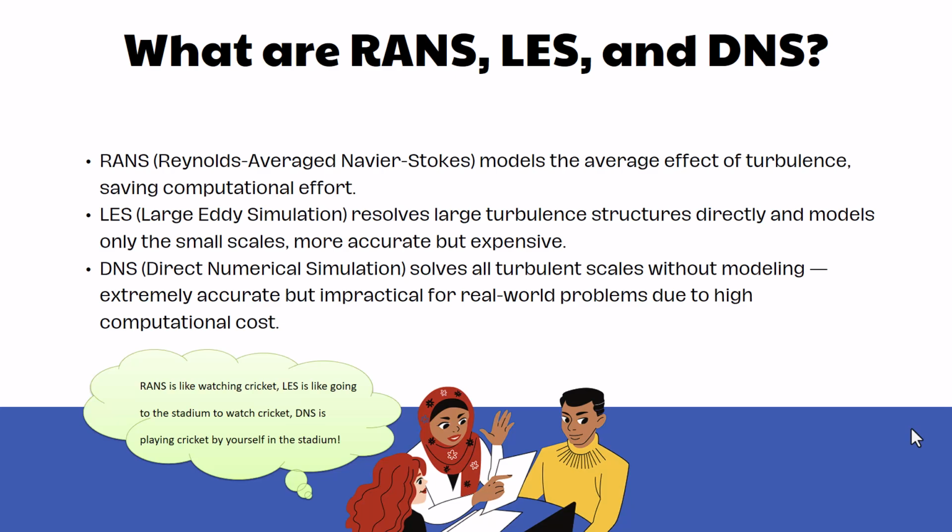So hence sometimes it is preferred to use LES. LES is large eddy simulation. So what is LES? LES resolves large turbulence structures directly, and it models only the small scales. Okay, so it is more accurate, but it is again expensive in computational cost. Hence RANS is used in general, which averages out the turbulence effect and gives us accurate solutions, which saves our computational effort.